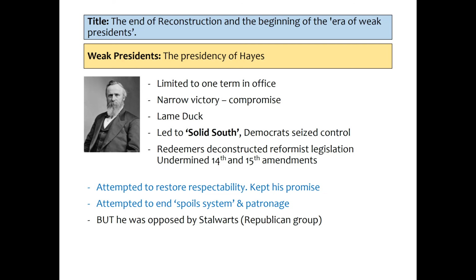So far, just to recap, we've looked at the end of Reconstruction and the beginning of the era of weak presidencies, starting with the relatively weak presidency of Hayes. We've only got one real clear example of him trying to bring about good change, and we've got many examples of him failing to do so and being very weak in his ability to change America at this time.